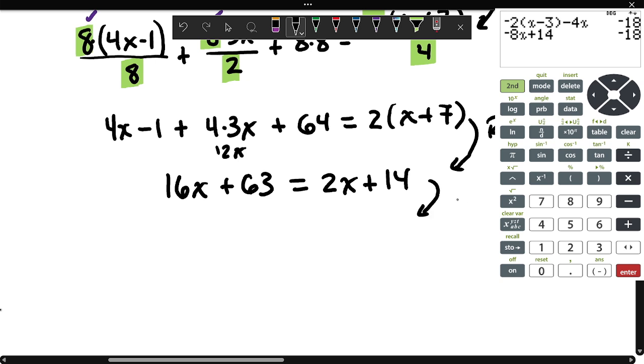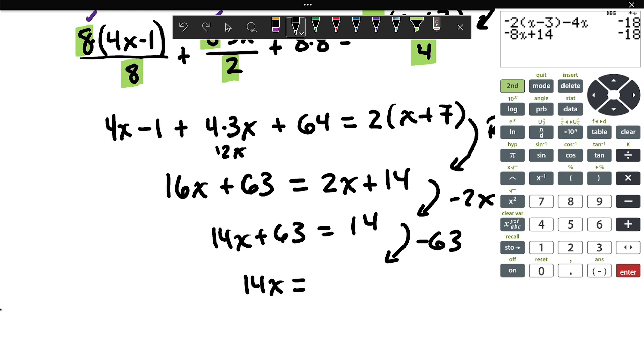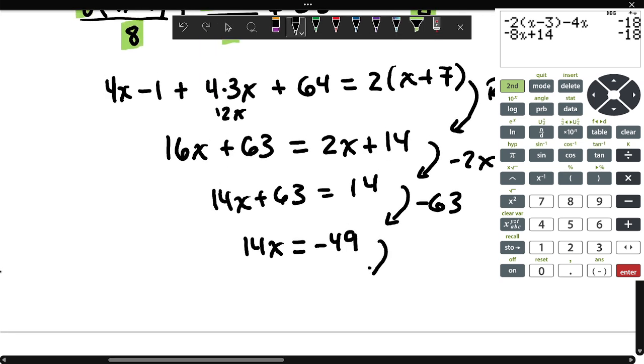Now I'm going to subtract 2x from both sides. That gives me 14x plus 63 is the number 14. Now I'm going to subtract 63 from both sides. That gives me that 14x is, and I'm using my physical calculator here, 14 minus 63 is negative 49. And then finally, I'm going to divide both sides by 14. On the left-hand side, I get x, and on the right-hand side, I get negative 49 over 14.